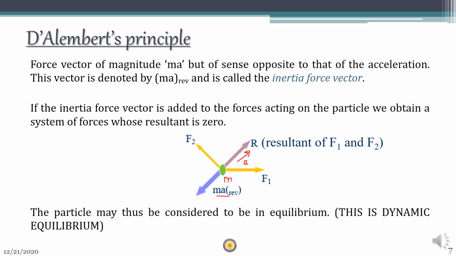So this particular thing, ma reverse and R together will be in equilibrium, which means that R minus ma reverse will be equal to 0. This force vector ma reverse is called the inertia force vector. We use the word reverse to indicate that the direction of the force vector is opposite to that of the acceleration. So this state, R minus ma reverse, is called the dynamic equilibrium.